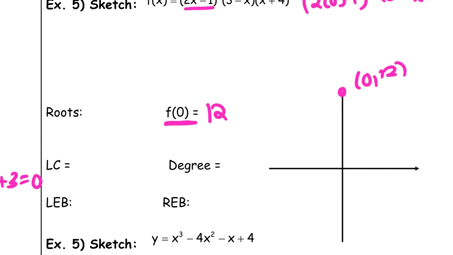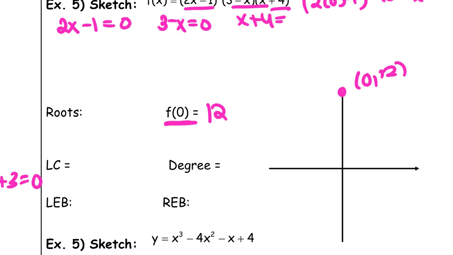Roots. I'm going to take each one of my factors, and I'm going to set them equal to 0. So I have 2x minus 1 equals 0. I have 3 minus x equals 0. And I got x plus 4 equals 0. So we take our factors, which means we have to be able to factor so that we can get them. So the first one will be, oh, by the way, this was squared. So this is x equals 1/2.